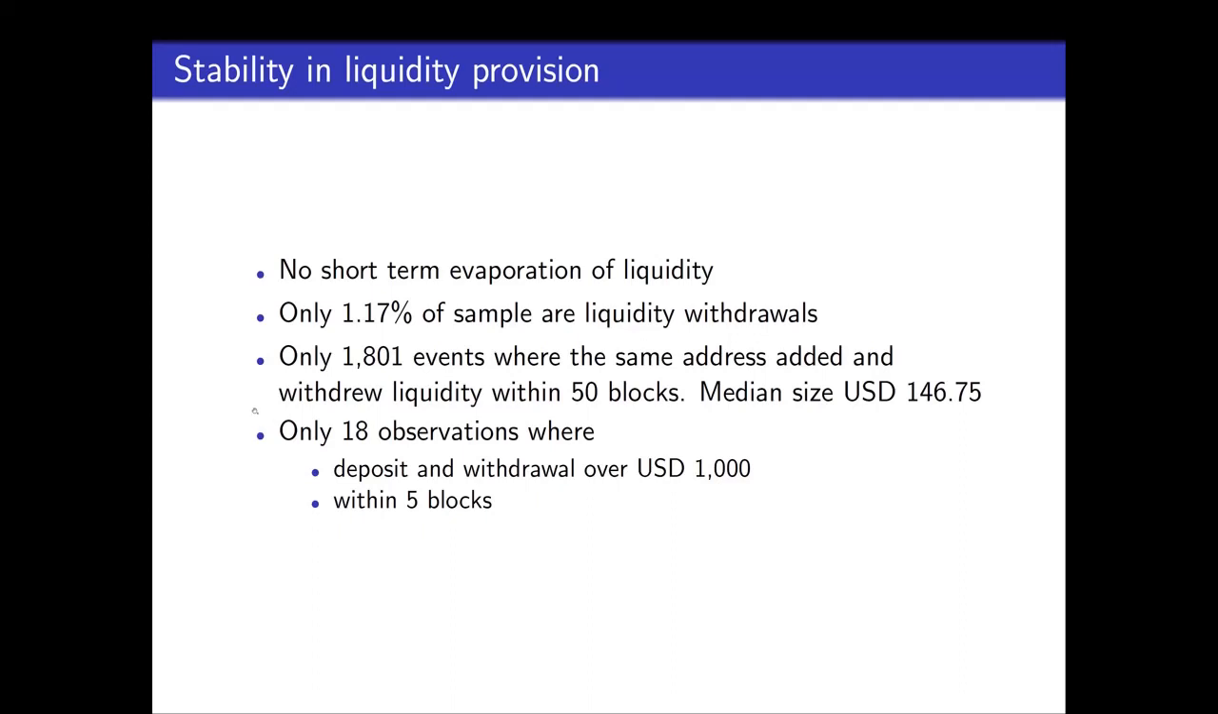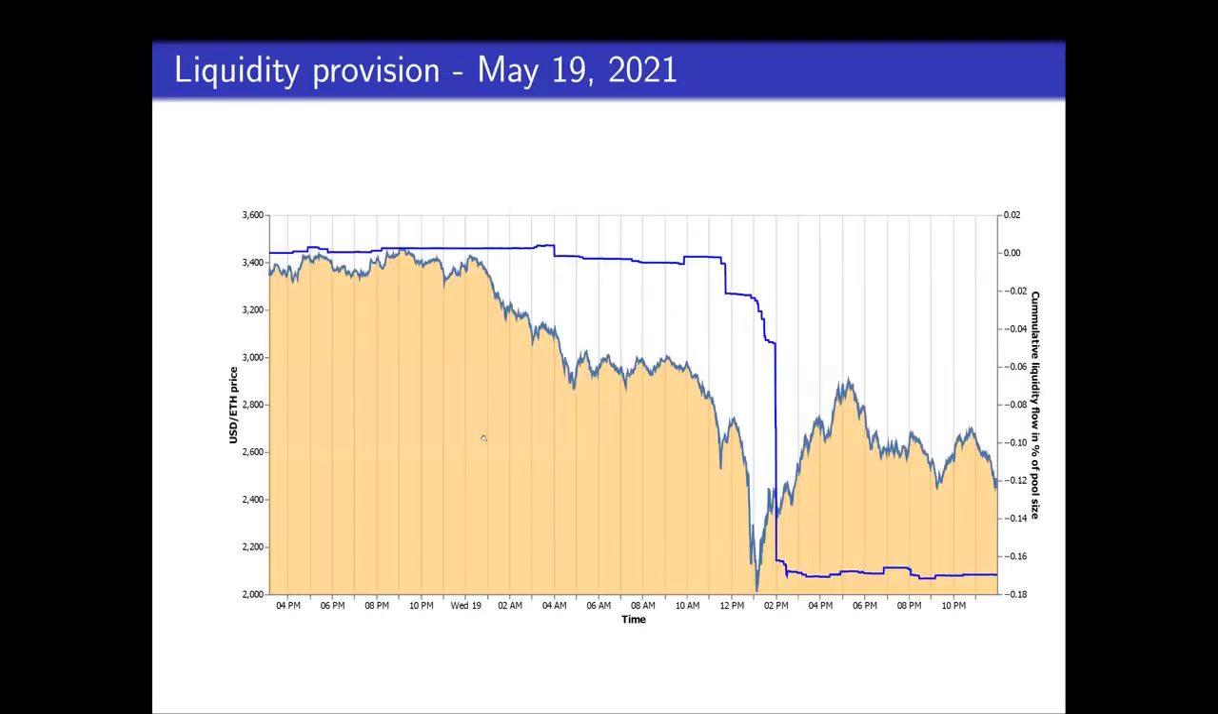So testing things out. If you look at this more seriously and look at deposits and withdrawals over $1,000, we have 18 observations out of our 45 million where liquidity is added and withdrawn. So we don't see that happening very often. And liquidity provision is actually very stable.